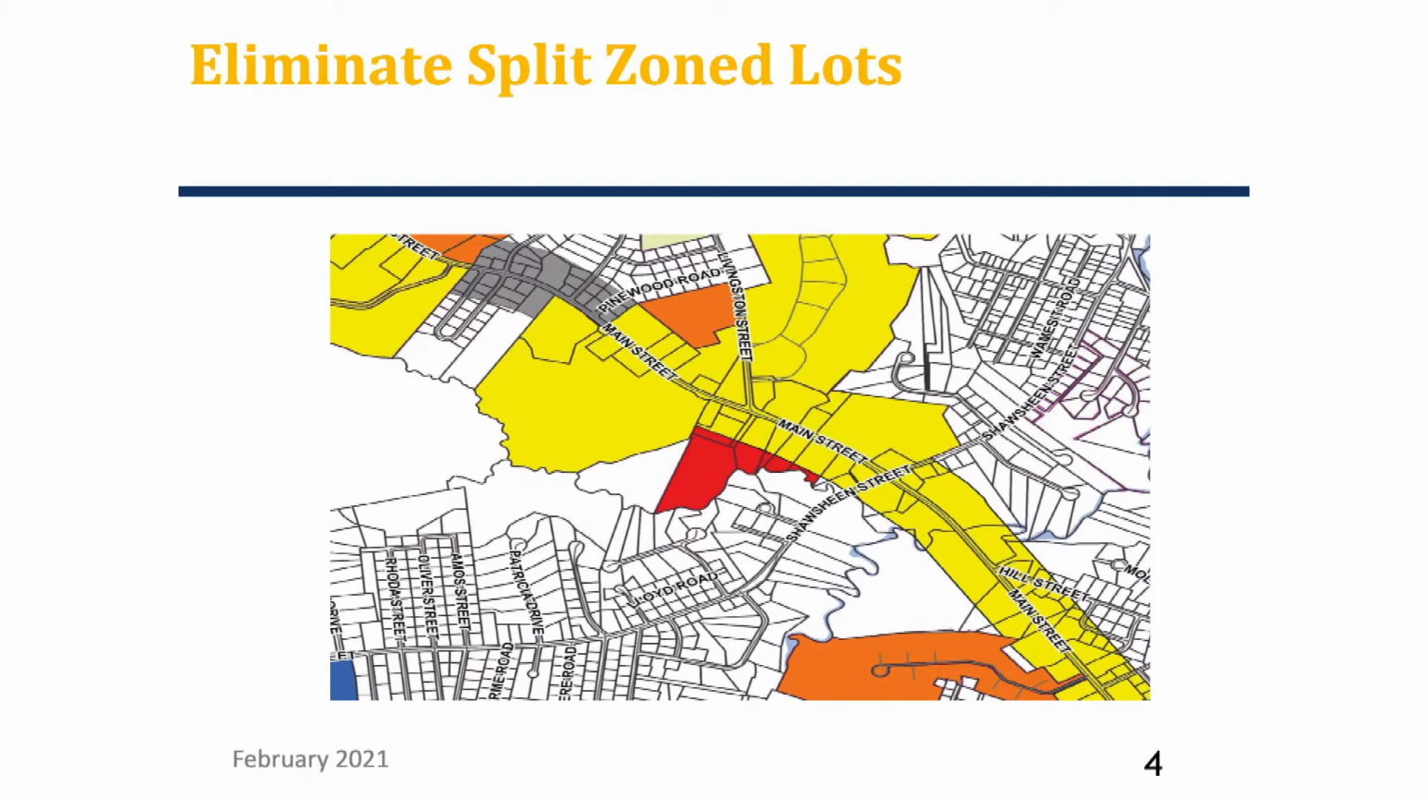Further down towards the bottom right-hand corner, you can see that the yellow ends and there's a white section before we hit the orange section. Again, that's a split zone plot, so the thought was to take the boundary line right to the end of the parcel.